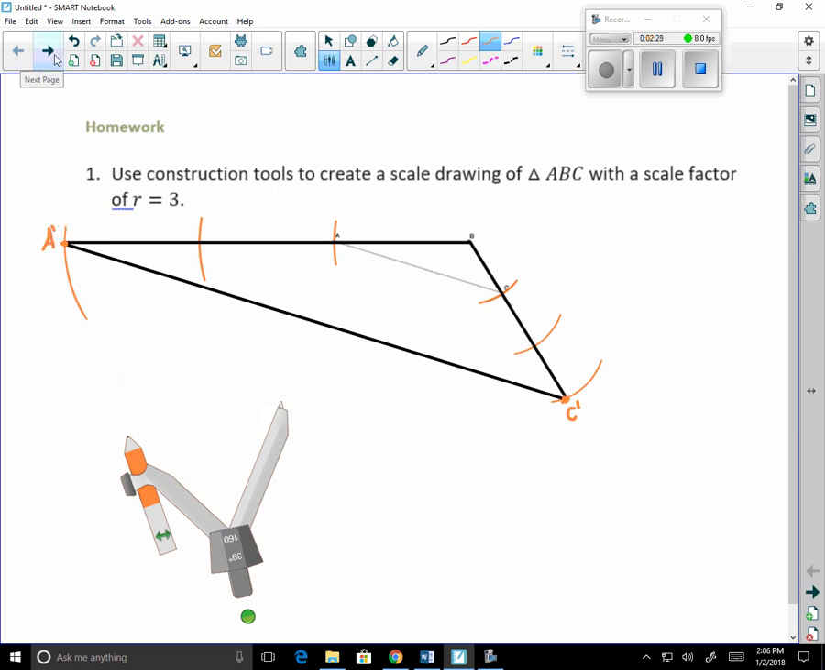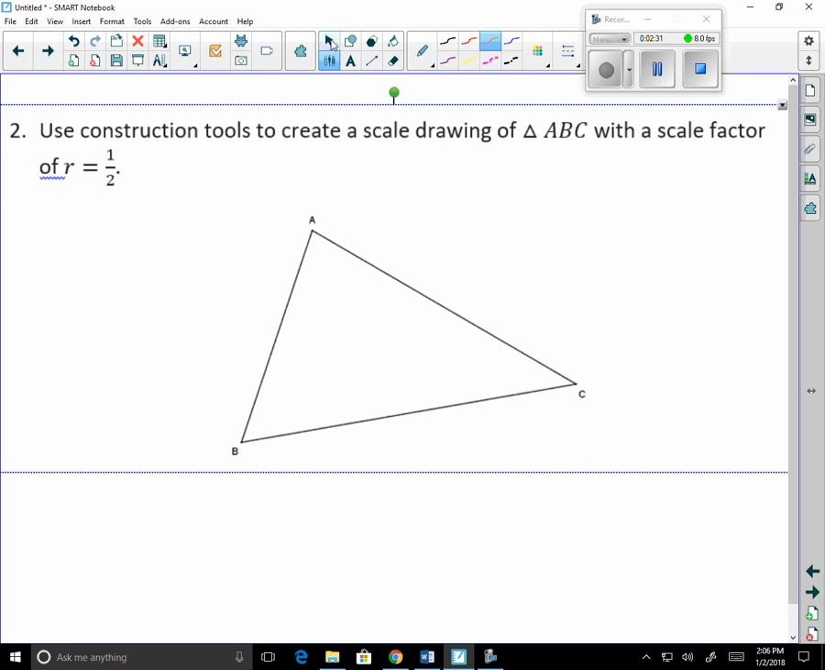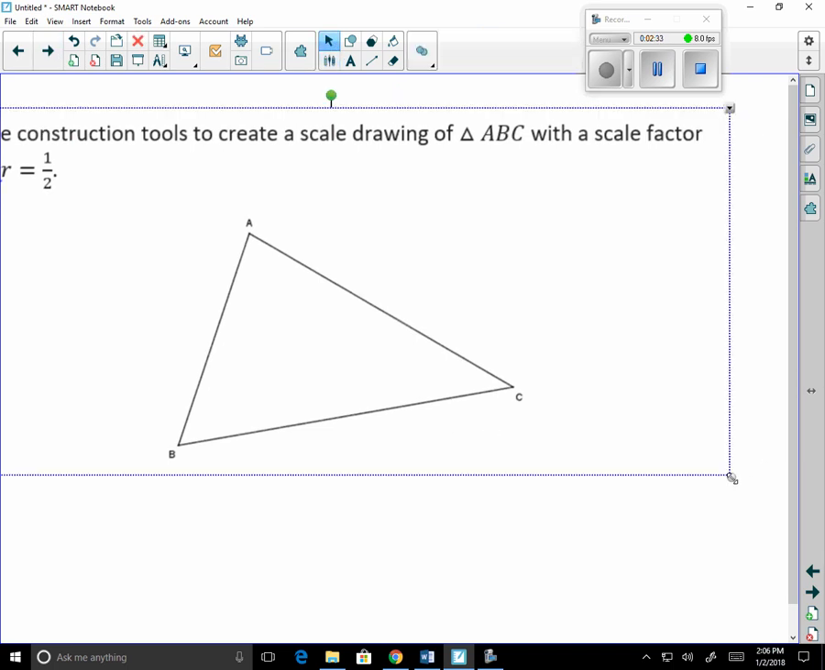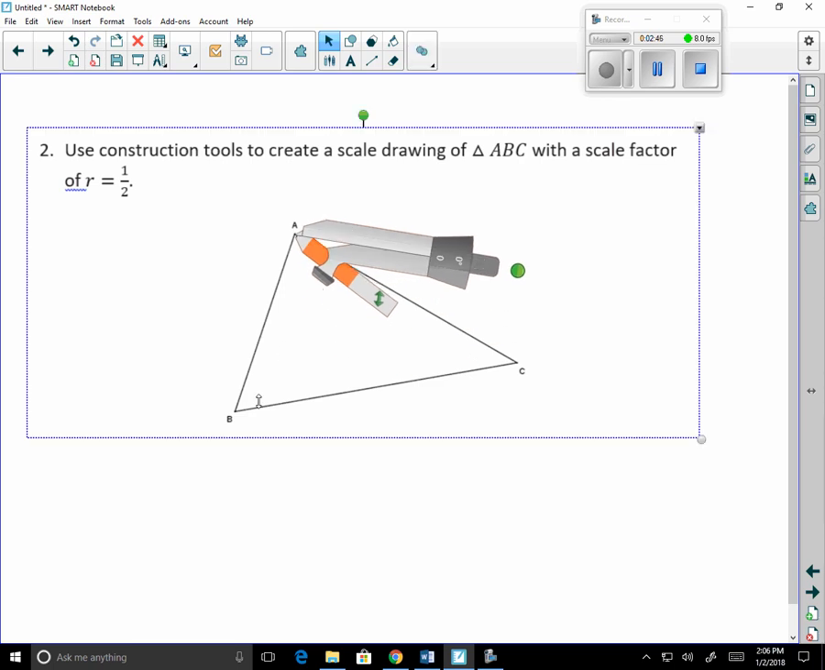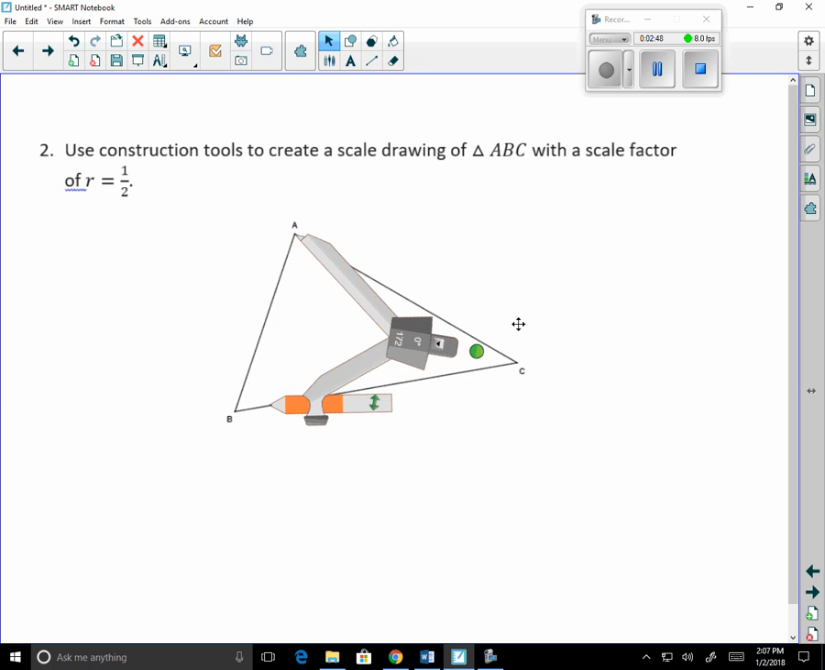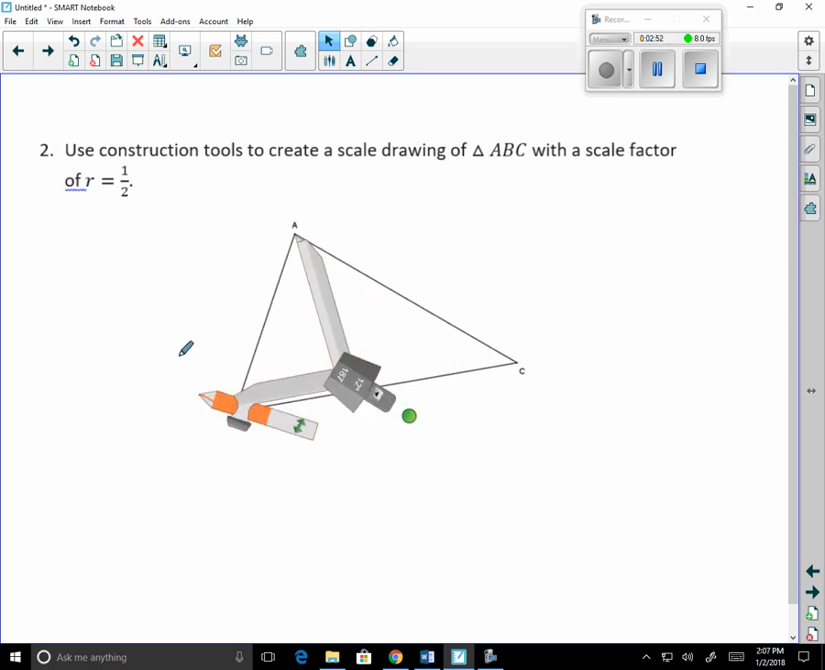Let's look at number 2. Number 2 gives us the same idea here, but we're using a scale factor of a half. Remember, to do a half, we just have to do our perpendicular bisector. So we just have to pick, again, a point that remains unchanged. So I'll make that point A. So if I go through and open this up to more than half or all the way to the end, doesn't really matter either way.